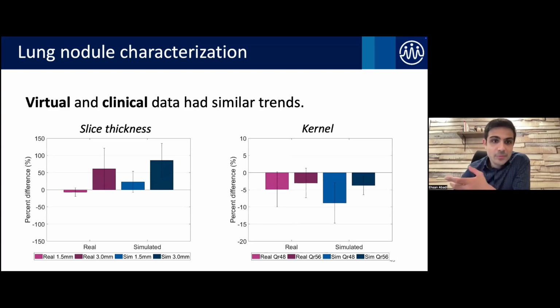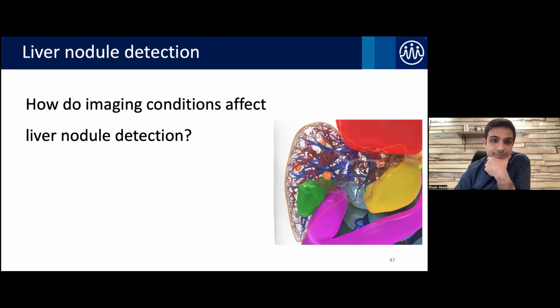And same as the previous example, we want to look into clinical data versus simulated data and see if they follow similar trends. This is one of those examples where by changing slice thickness or reconstruction kernels, we observe similar findings and orders of magnitude of difference when you go from one condition to another, comparing real to simulations.